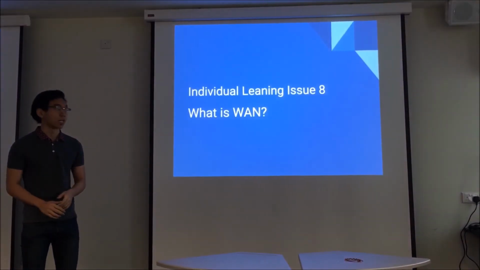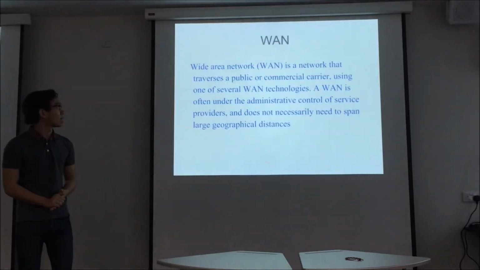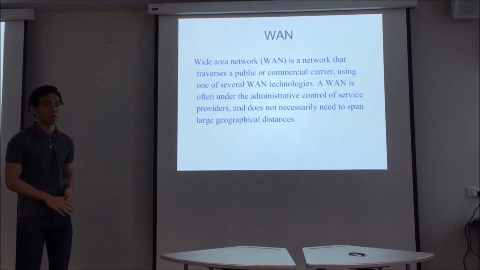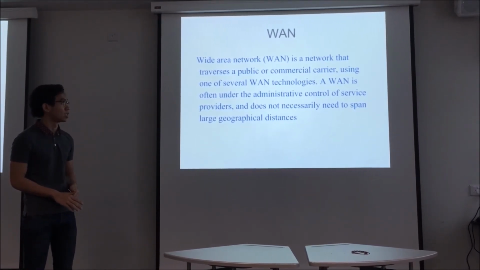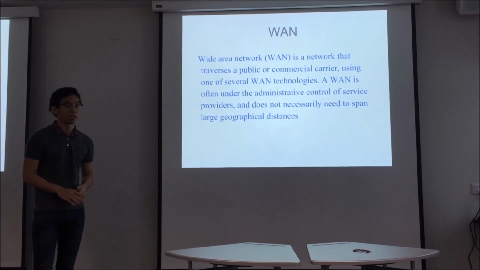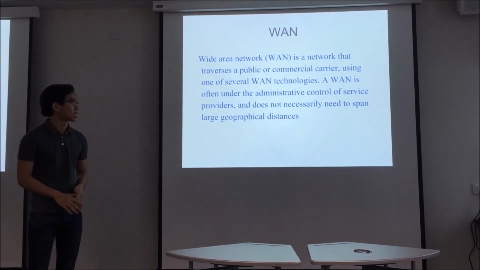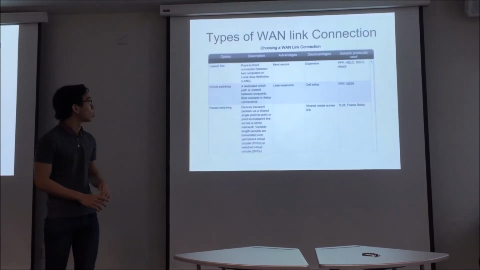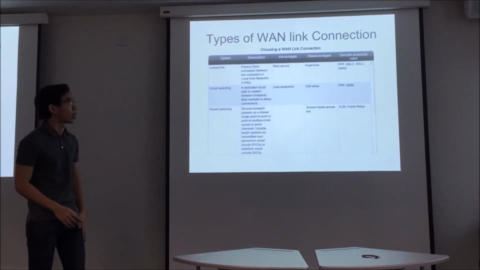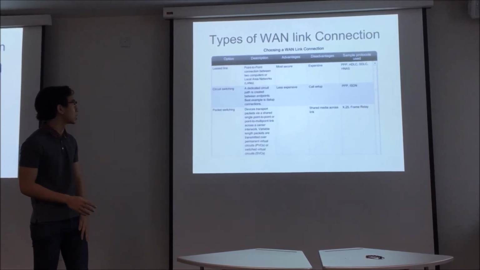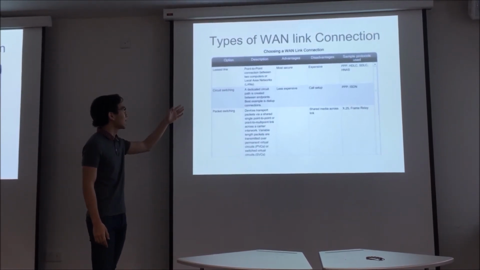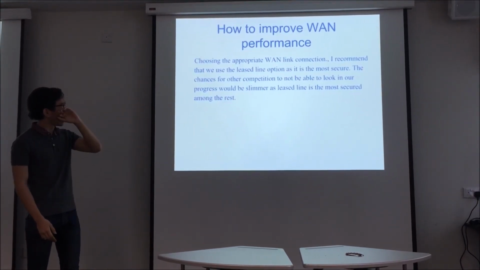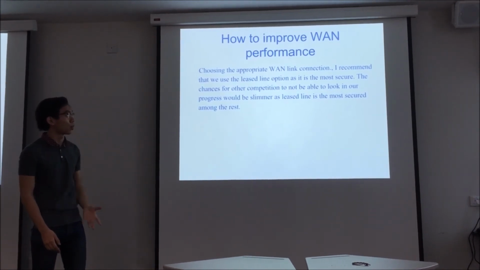So moving on to the next learning issue, what is WAN? So wide area network, WAN, is a network that transfers over a public or commercial carrier using one of several WAN technologies. A WAN is often under the administrative control of service providers and does not necessarily need to span large geographical distances. So there are many types of WAN link connections. For example, we have leased line, circuit switching, and packet switching.